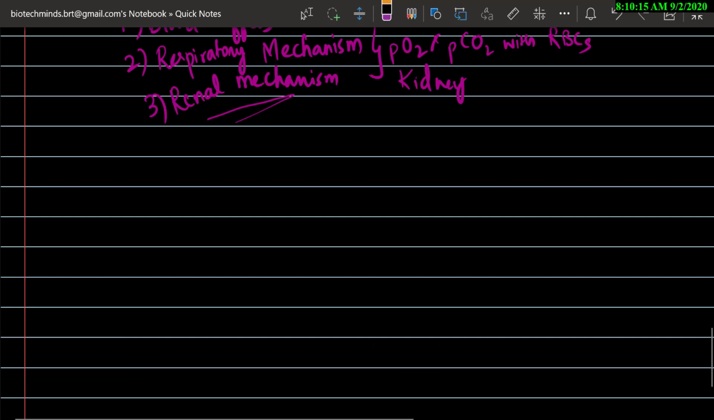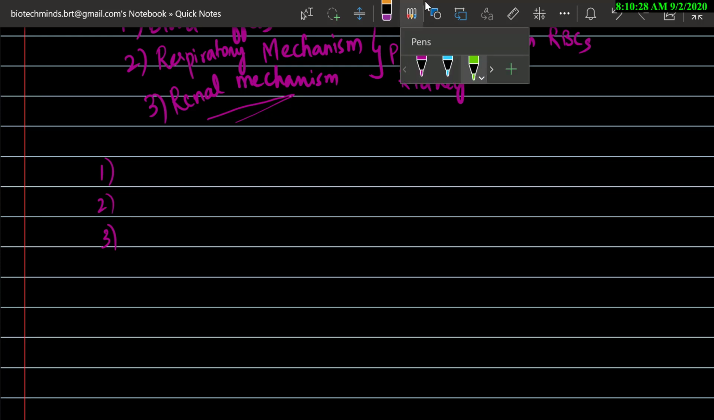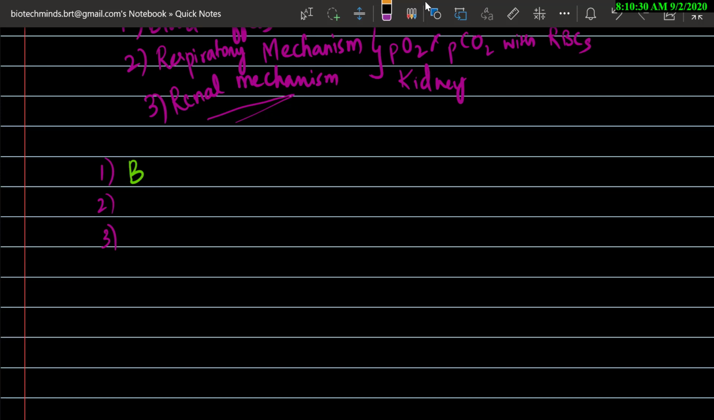And if you consider this blood buffer, it contains 3 buffer systems, because we are mainly focusing on blood buffer only. So blood contains 3 buffer systems. Number 1 is bicarbonate buffer. Second one is phosphate buffer, and the third one is protein buffer.